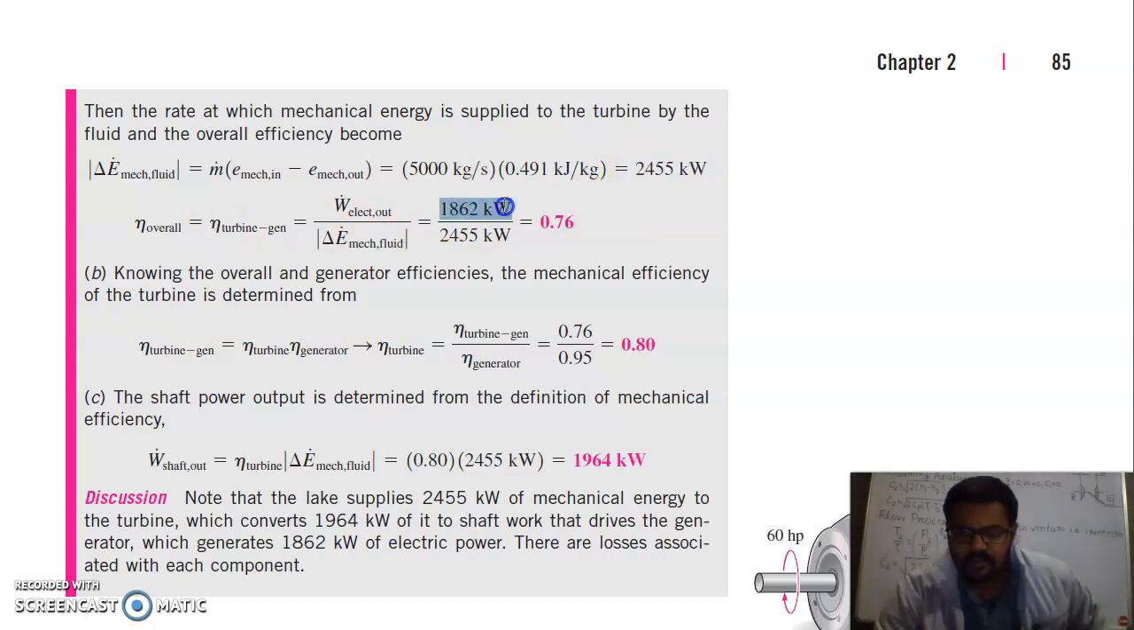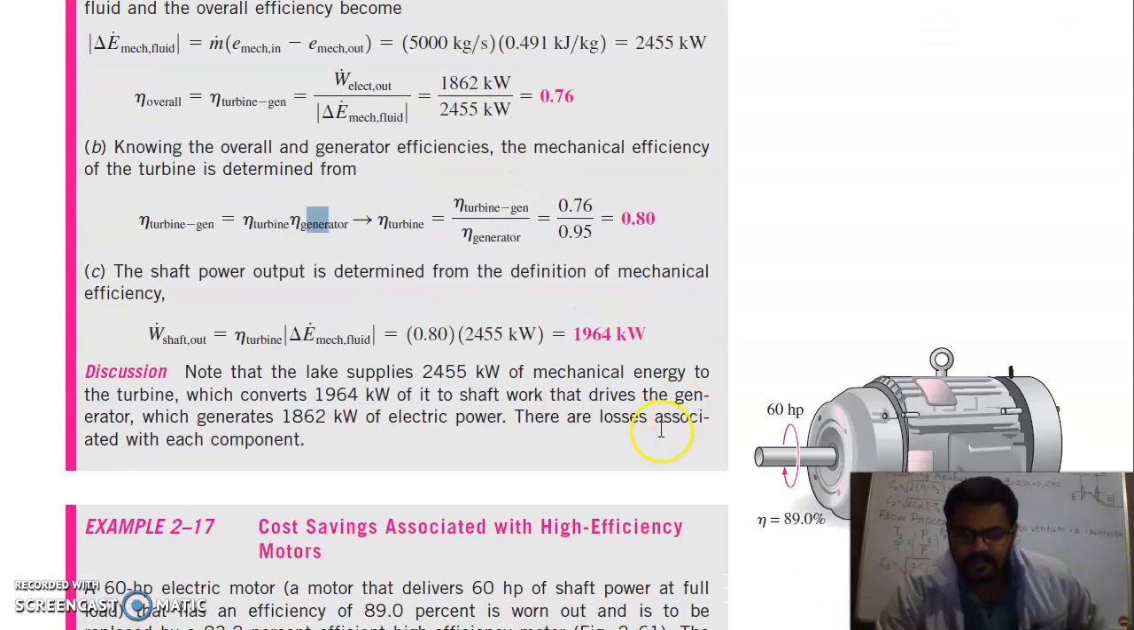Now this much amount is produced by the generator and this much amount is the energy the fluid has. So the overall efficiency we got is 0.76 and the generator efficiency is given, and as we know, overall efficiency is the product of efficiency of turbine and efficiency of generator. You can find the efficiency of turbine.